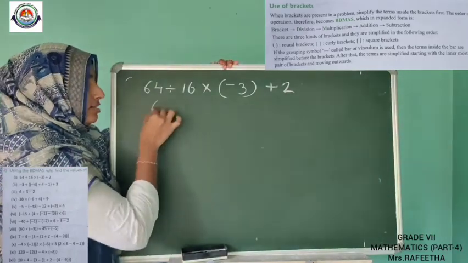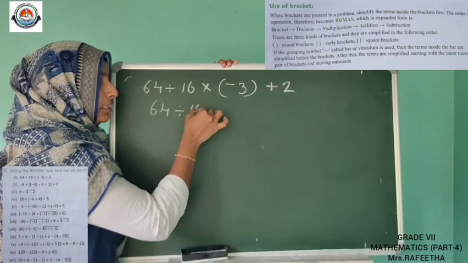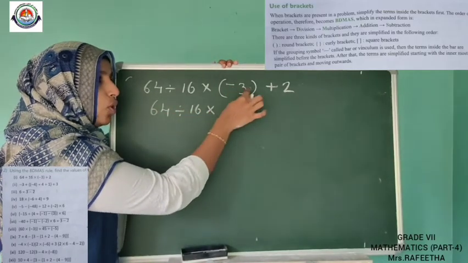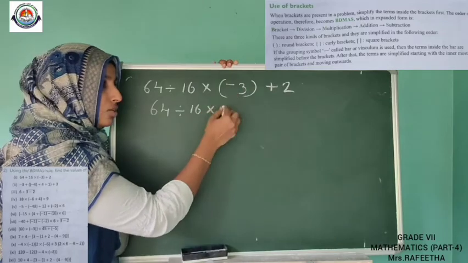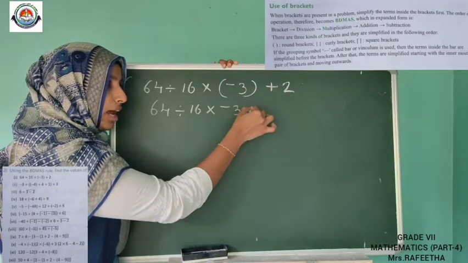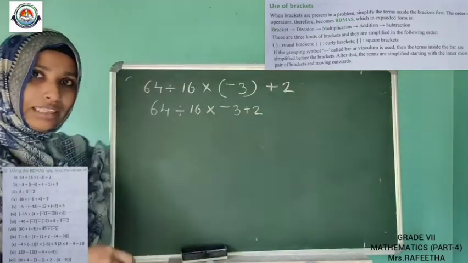Yeah, one bracket is there. So, remaining all others we want to write. And here, no operations are there inside. So, just minus 3 you want to write. Okay, removing the bracket, that's enough.